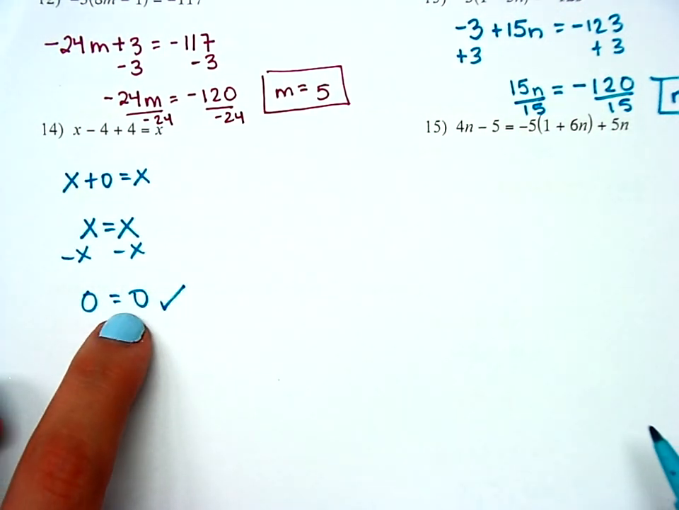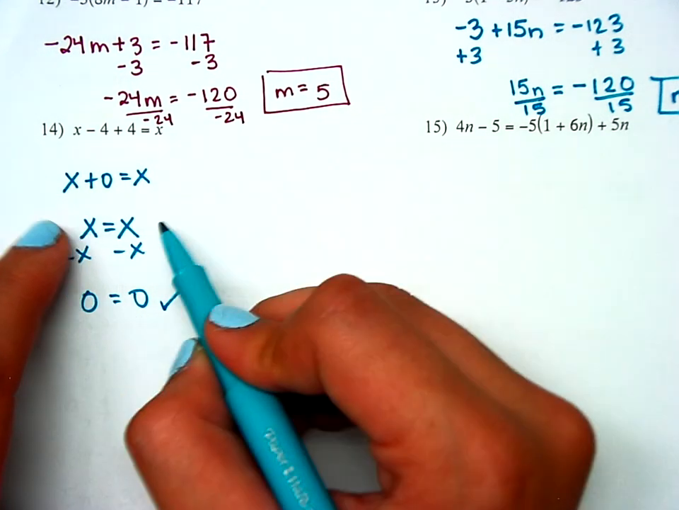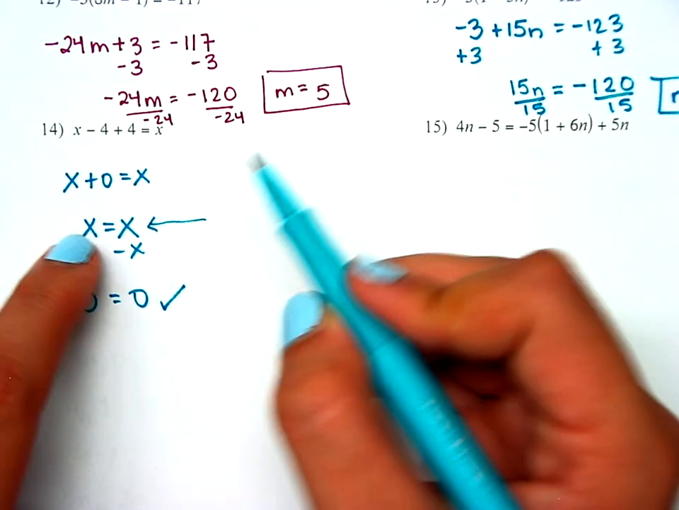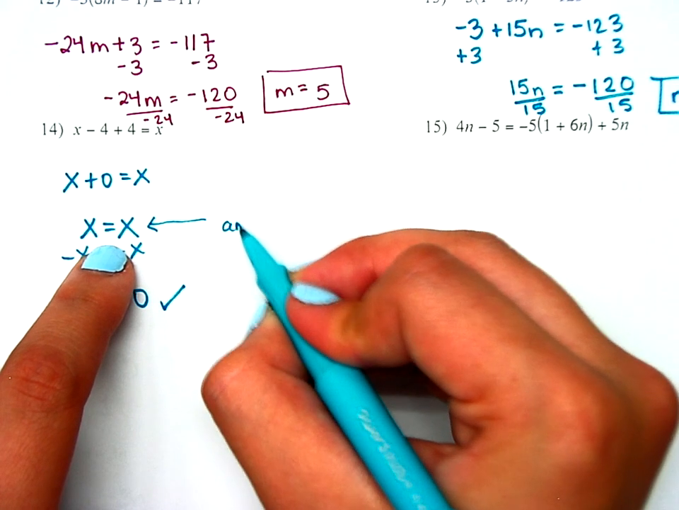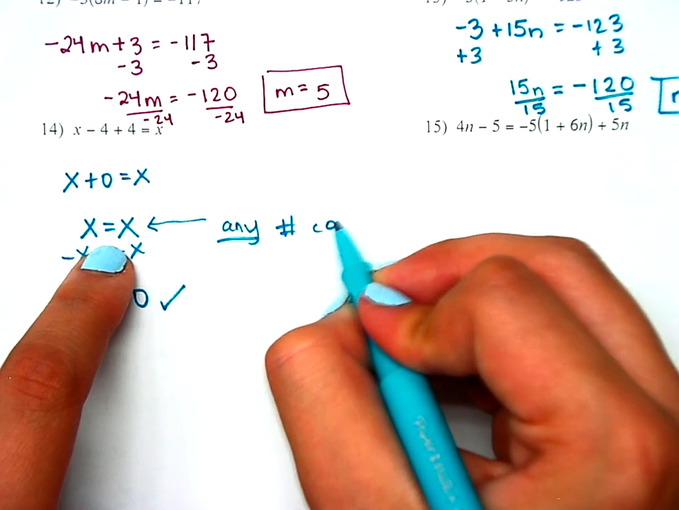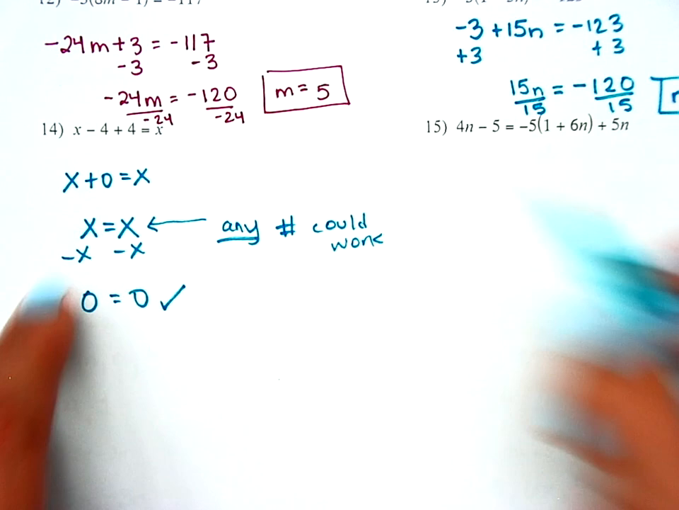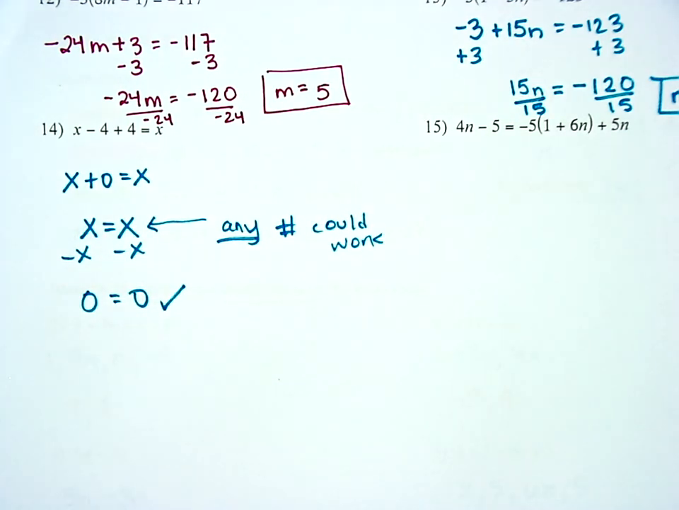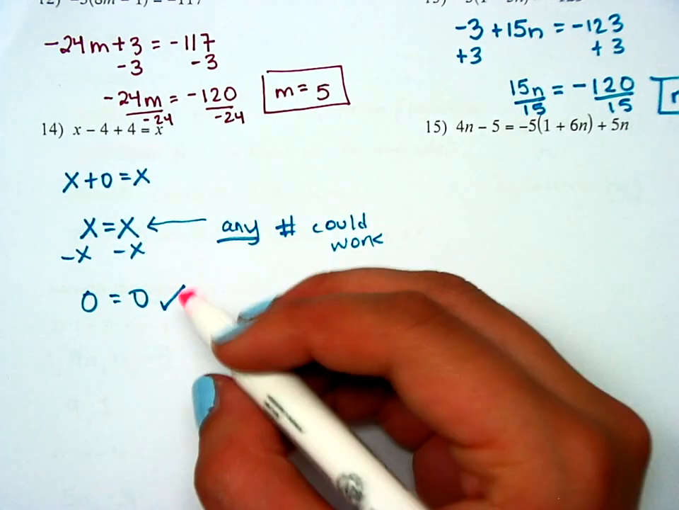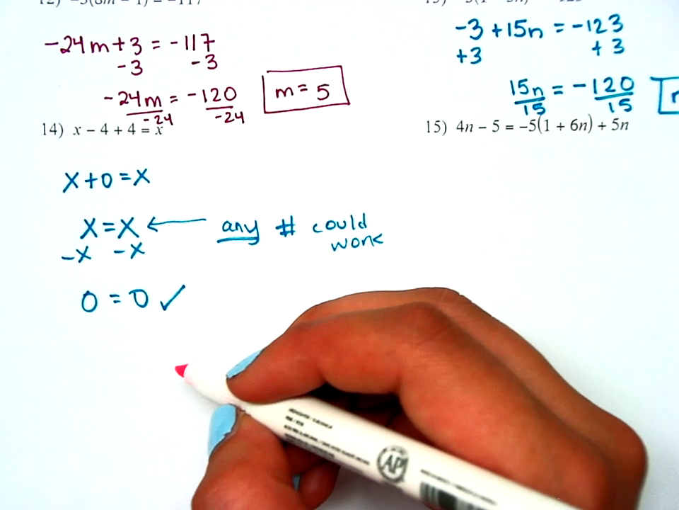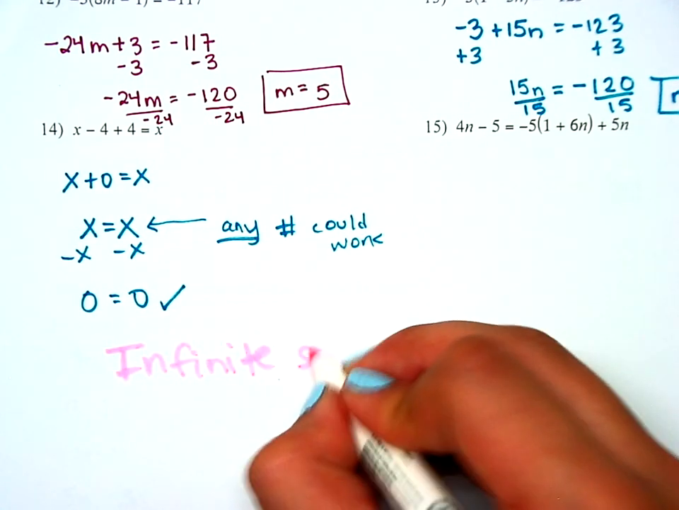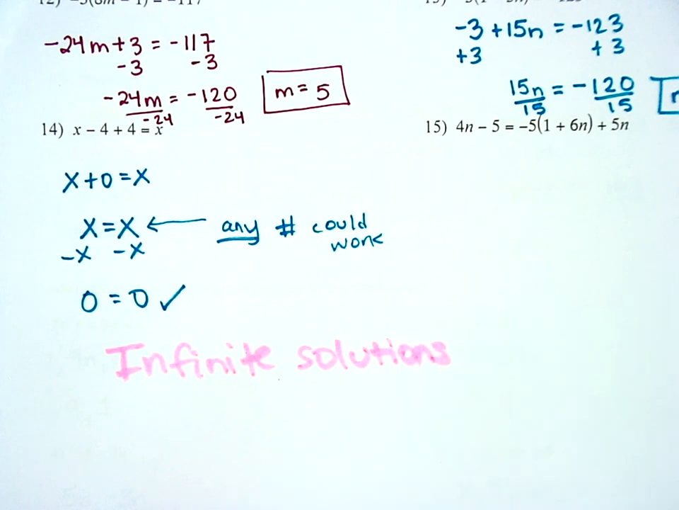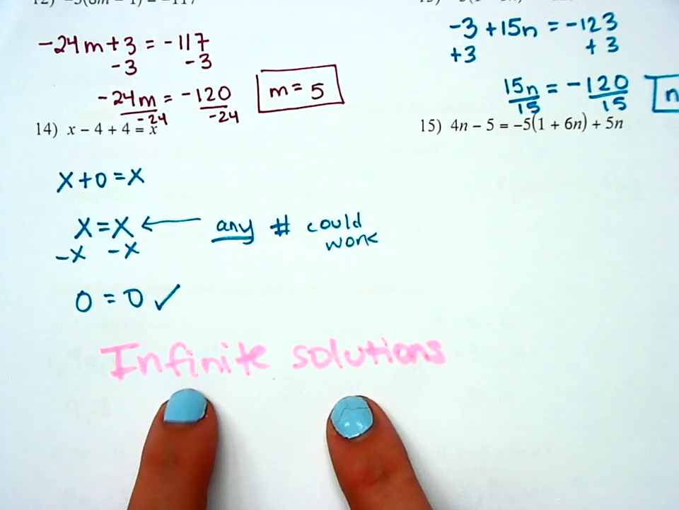Always, no matter what. Same thing here, if you look at this step, if we didn't even finish this problem, this is always true for any number. Any number could work, right? So this is our last type of solution, and this is infinite solutions, or we could say all real numbers. So infinite solutions. That means any number works and all numbers work, so that's infinite solutions.